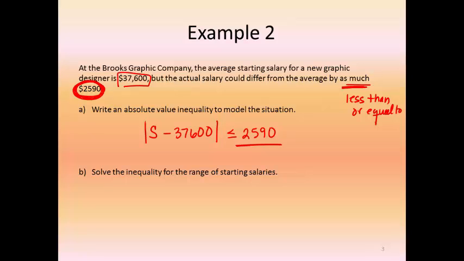Now we're going to go ahead and solve it to find the range of starting salaries. So we will set it up as S minus 37,600 is less than or equal to 2,590, and S minus 37,600 is greater than or equal to negative 2,590. And when we add the 37,600 to the other side, go ahead and take a moment to do that. You can pause the video if you need to, and then give that a try.